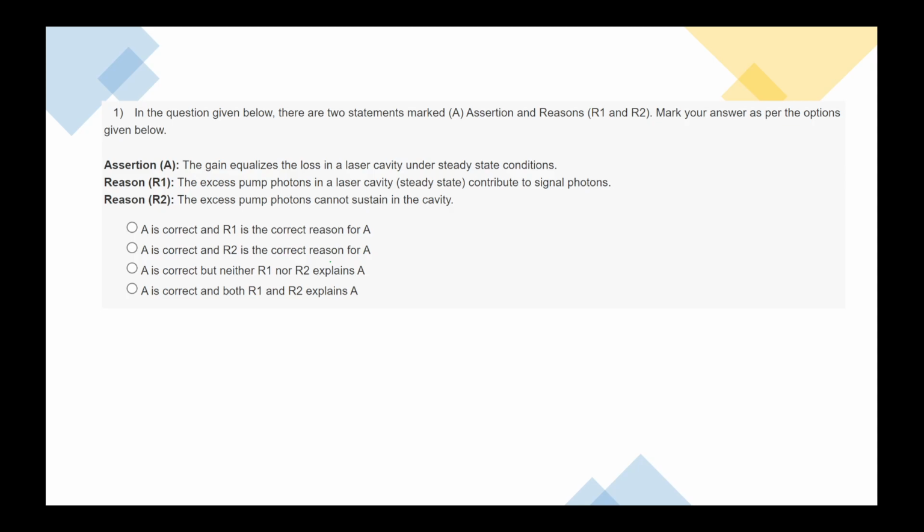Question first is that in the question given below, there are two statements marked A, assertion, and reason R1 and R2. Mark your answer as per the options given below. Assertion A: the gain equalizes the loss in a laser cavity under steady state conditions. Reason R1: the excess pump photons in a laser cavity at steady state contribute to signal photons. Reason R2: the excess pumped photons cannot sustain in the cavity.